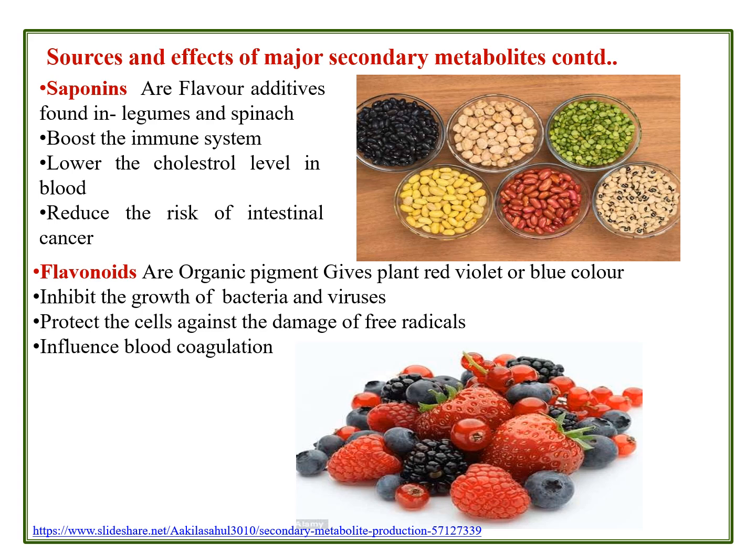Flavonoids are organic pigments that give a plant red, violet, or blue color, as you observed here. Cherries, berries, blueberries, strawberries. They inhibit the growth of bacteria and viruses, as they have flavonoids, a variety of ring containing structures. They disintegrate the growth and development of microbial organisms. They protect the cells against the damage of free radicals in human beings. They influence the blood coagulation process in human beings.